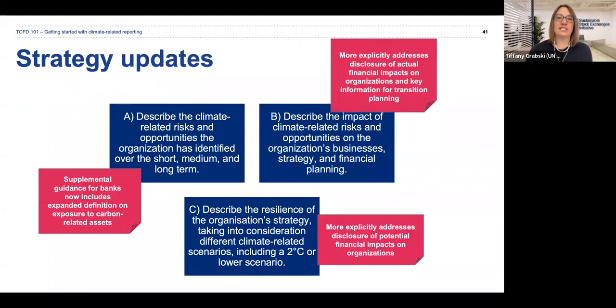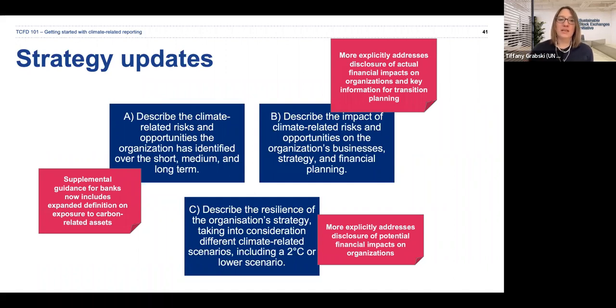Now, just to note that the TCFD in 2021 did provide some updated guidance to companies. So in the strategy component, we got a few updates. They're listed here on the slide, so you can go over them yourself. But just to note, none of them changed the disclosures. They just provided additional guidance.